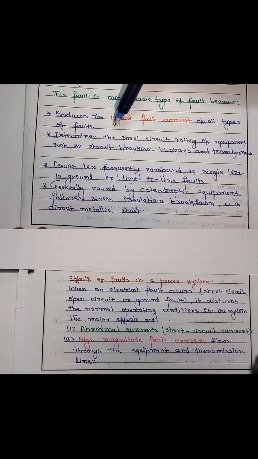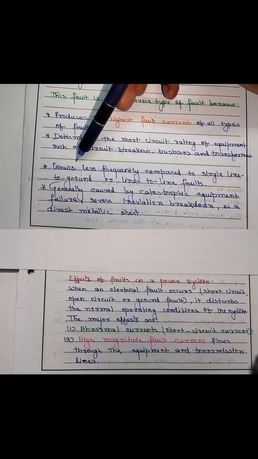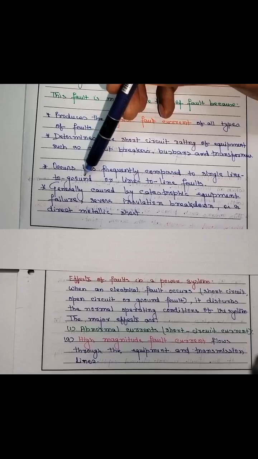Next, it determines the short circuit rating of equipment such as circuit breakers, bus bars and transformers. Next, it occurs less frequently compared to a single line to ground or line to line fault.